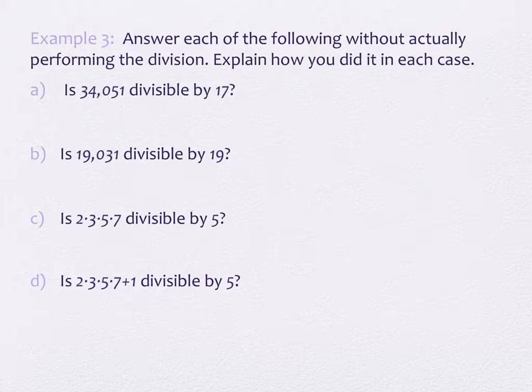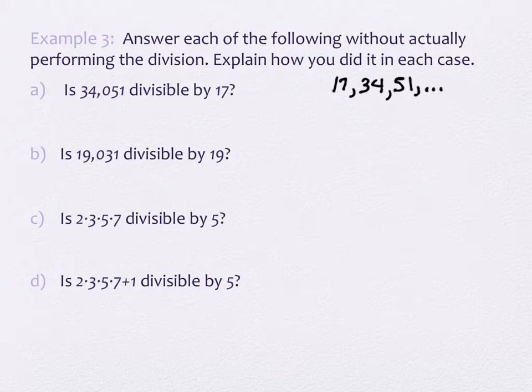Okay, so taking a look, we have the number 34,051, and we want to know if it's divisible by 17. Now, 17 is probably not a number where you know the list of multiples. I mean, I don't. But we could come up with a few multiples of 17 pretty quickly by simply multiplying 17 out a few times, right? So 17 times 1 is 17. What's 17 times 2? 34. And 17 times 3? 51. And we could continue going, but that's actually enough.